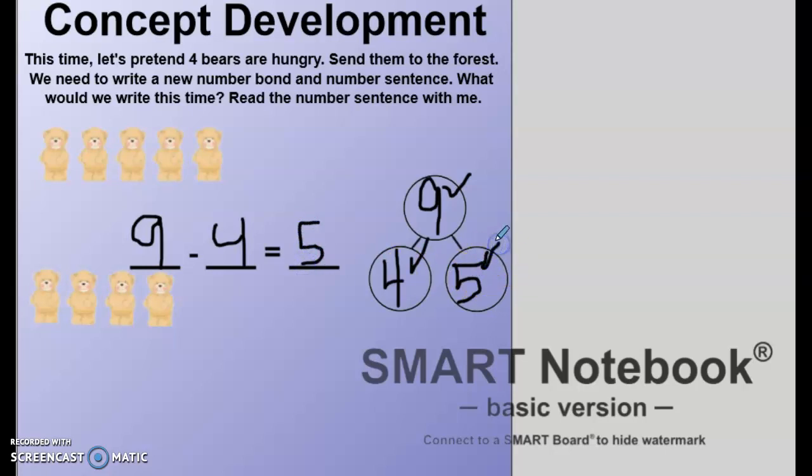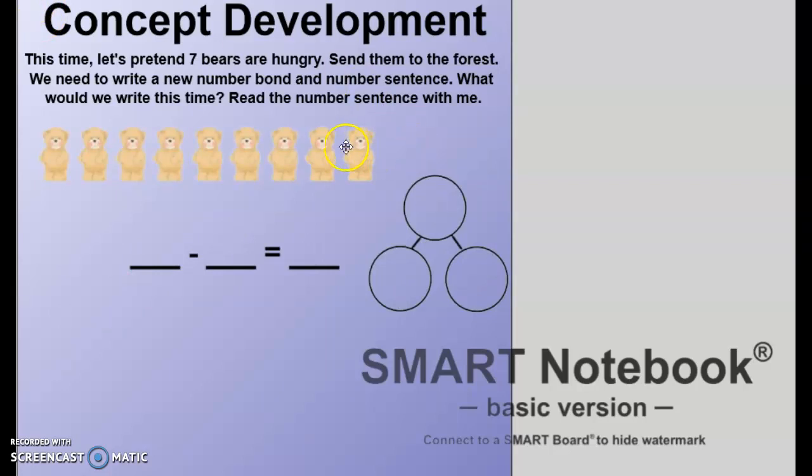Did I use all my parts in my number bond? I sure did. Does my number sentence or equation match my picture? It sure does. Okay, you can also use your hands to check your work. You can hold up 9 fingers, put down 4, and then count. You'll have 1, 2, 3, 4, 5 left. I love seeing that you guys are checking your work. It's really, really great to see. It's really important, okay? We're going to do one more.